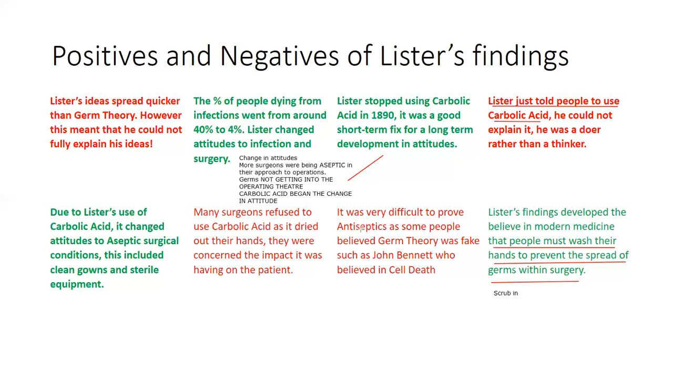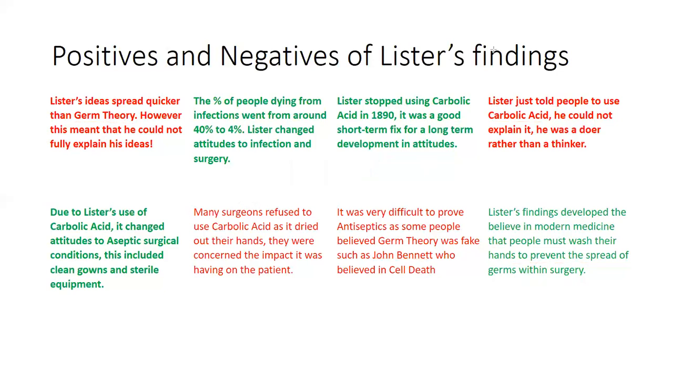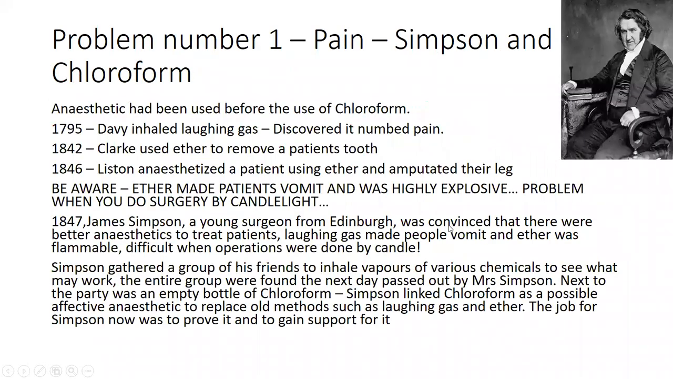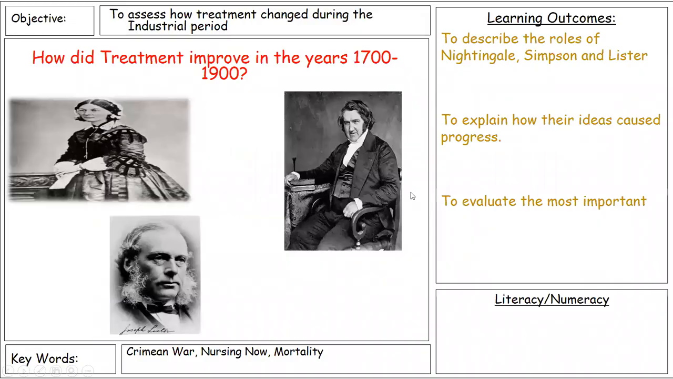And it was very difficult to prove antiseptics, as some people believed germ theory was fake, such as John Bennett, who believed in cell death. So until the concept of the germ theory became more accepted around 1878 onwards, infection control was going to be very hit and miss. But on the whole, Lister did cause quite a significant change in people's attitudes in what an operation should be like. So this should very much help with a 12 marker on why there was progress in the years 1700 to 1900.